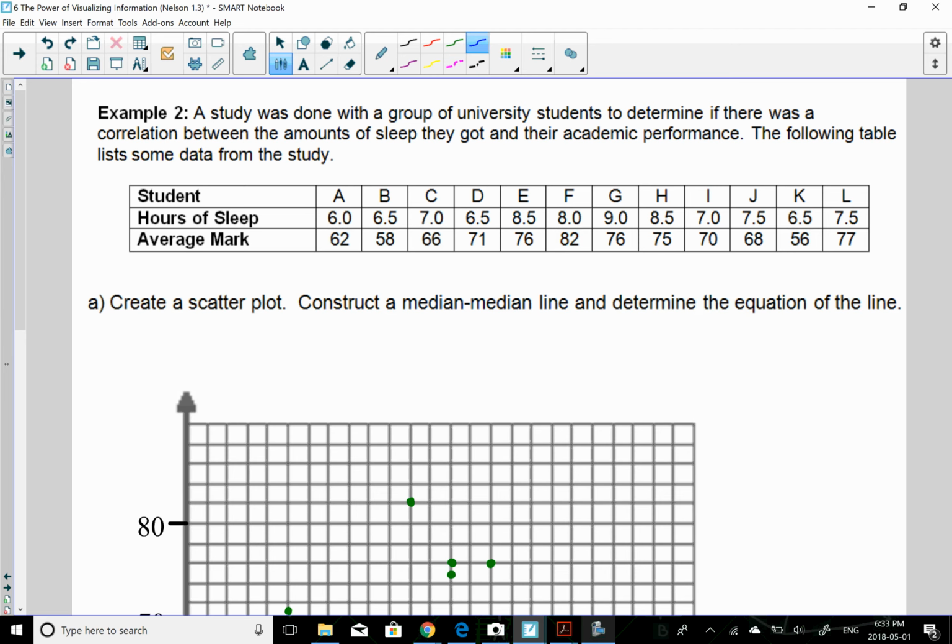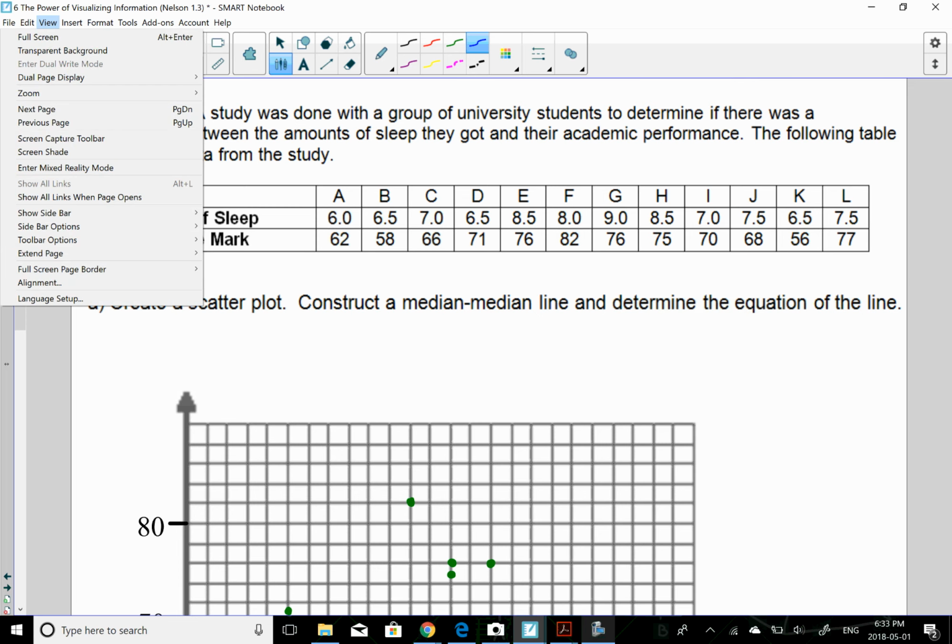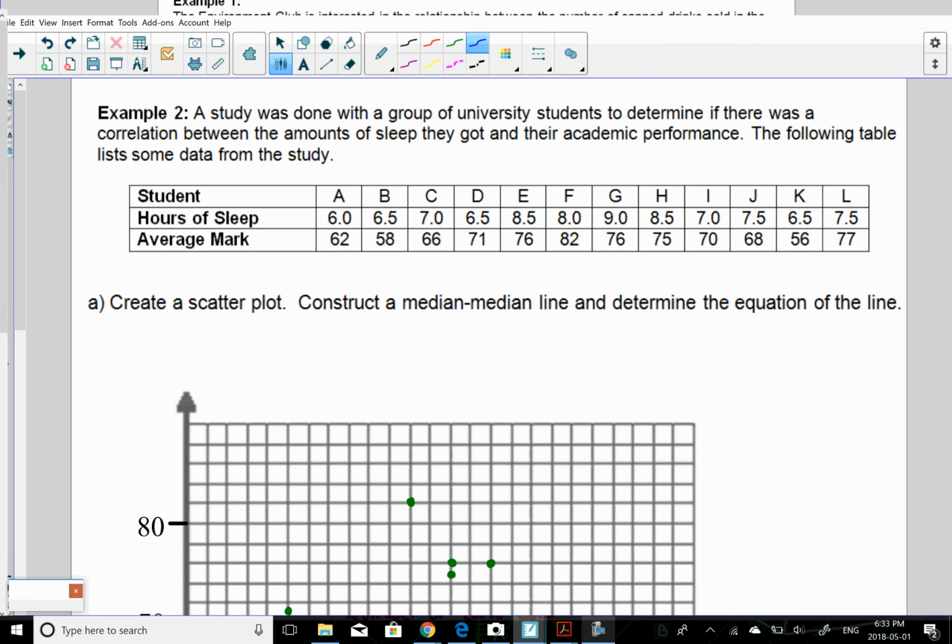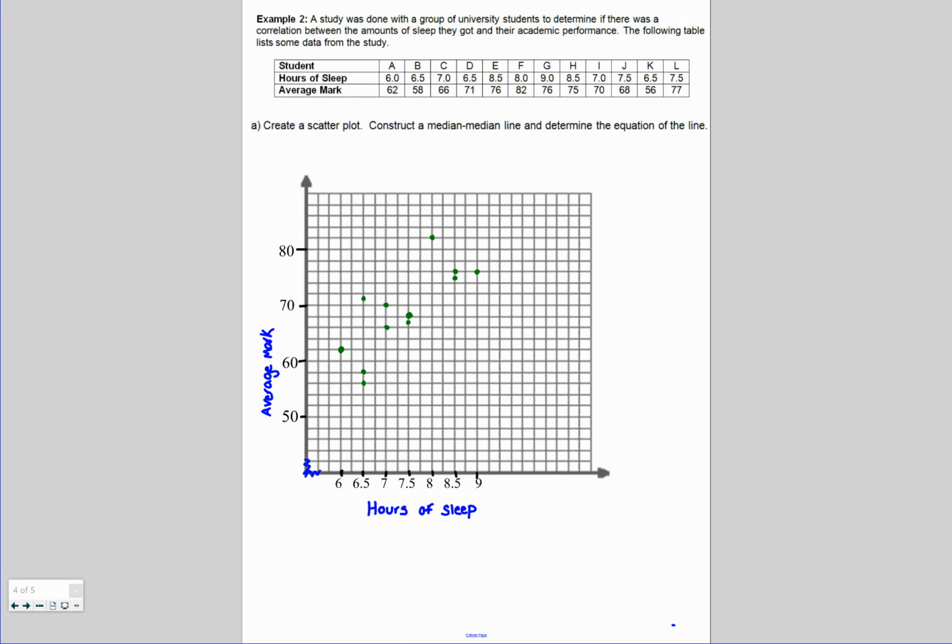So again, we're going to divide all the points into 3 equal points. You do need to graph it. So I'll hit pause to graph all the points. Okay. So hours of sleep versus the average mark. So what I'm going to do now is I'm going to set them up into equal. So we have 1, 2, 3, 4, 5, 6, 7, 8, 9, 10, 11, 12 points. So 12 divided by 3 is 4. So in each group I'm going to have 4 sets.